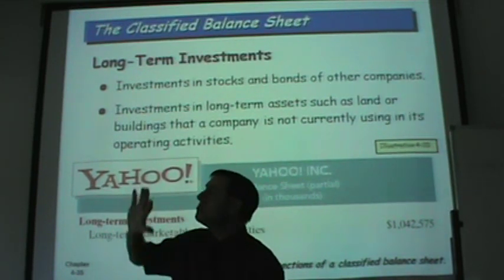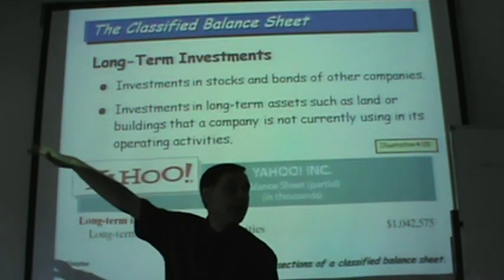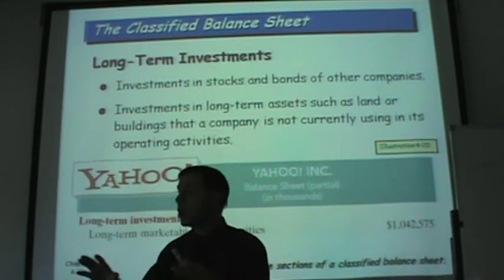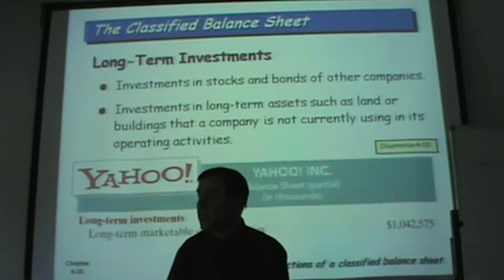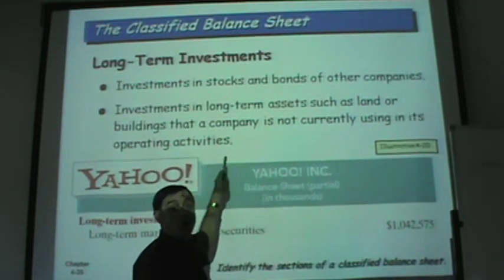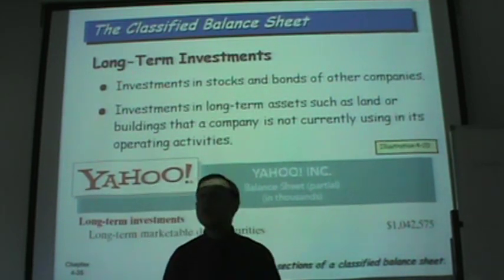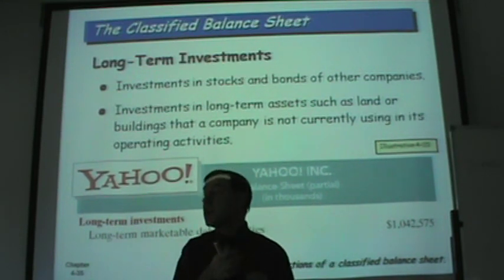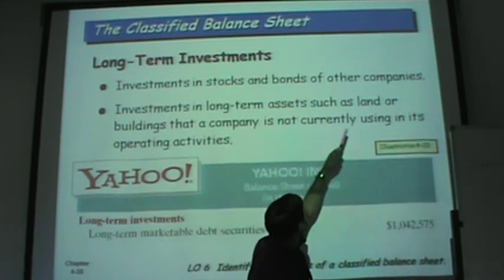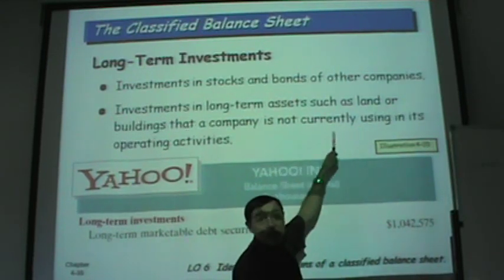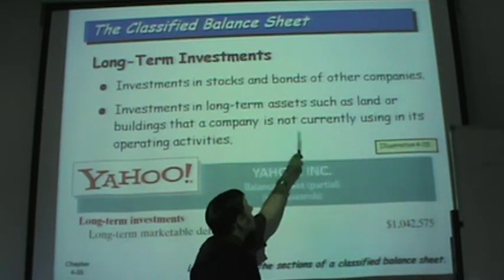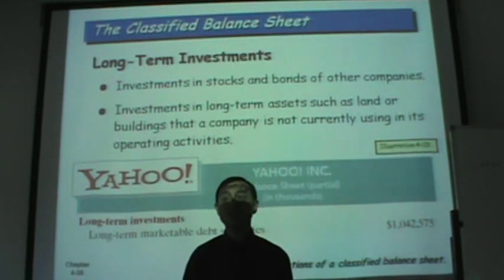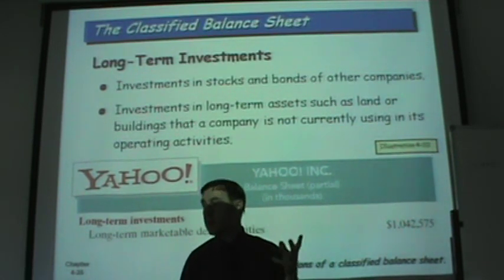But if the university buys a piece of land out there to make more dorms, but now they don't use the land, they don't do construction, they don't do anything, it counts as a long-term investment. So whether it's a long-term investment or property, plant, and equipment depends on whether you currently use it or not. If you don't currently use it, it's a long-term investment. If it's currently used, it's property, plant, and equipment.